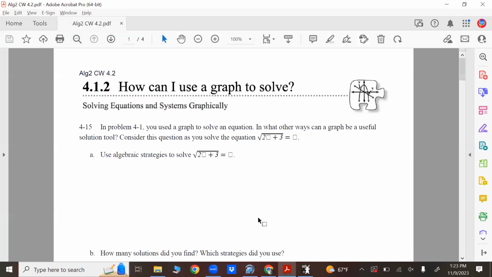So how can I use a graph to solve? Solving equations and systems graphically. Okay. So you used a graph to solve an equation in problem 4.1. That was a while ago, or not a while ago, the last class. In what other ways can a graph be a useful solution tool?